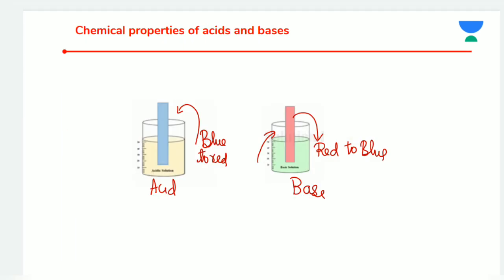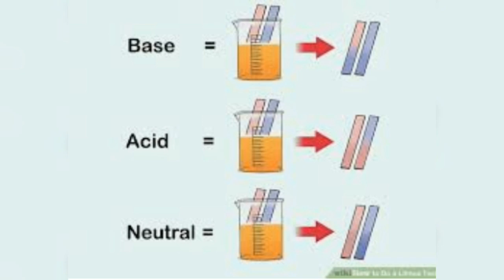Litmus is known, and we have two particular papers, blue and red. So what will happen when there is acid? Blue litmus will turn red, and when there is base, red litmus will turn blue. This is what you have to remember. A small trick to remember: B for base, B for blue. So you have to remember this particular coloration, which will be easy. B for bitter also. This is what you can remember.